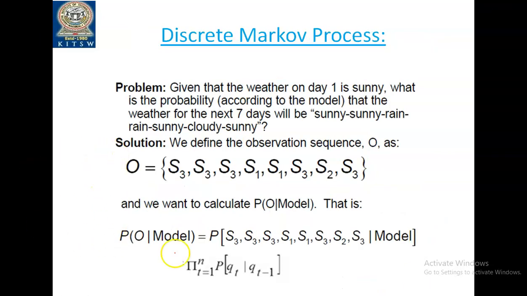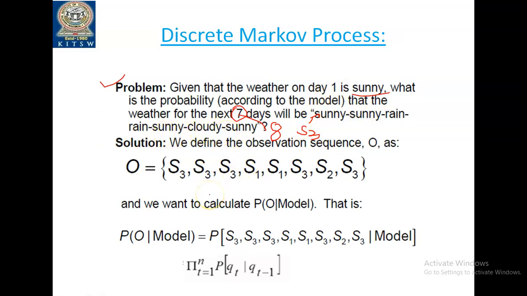So what is the problem here? Given that the weather on day 1 is sunny, what is the probability, according to the model given in the previous slide, that the weather for the next 7 days will be sunny, sunny, rainy, rainy, sunny, cloudy, sunny? This is not actually 7 days, change it to 8 days. There is a mistake, and one more sunny needs to be included, which is state 3, sunny. So 1, 2, 3, 4, 5, 6, 7, 8, total 8 days.